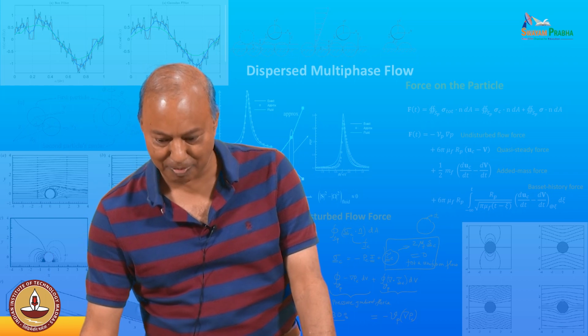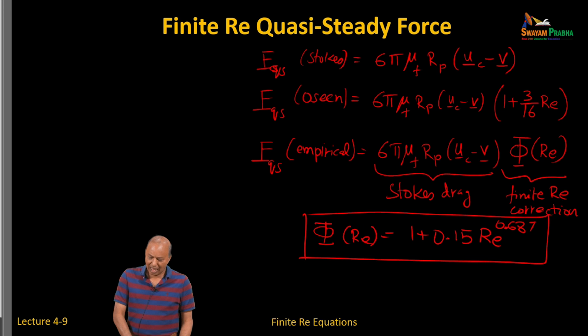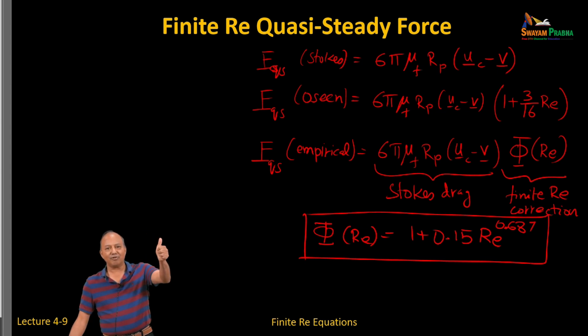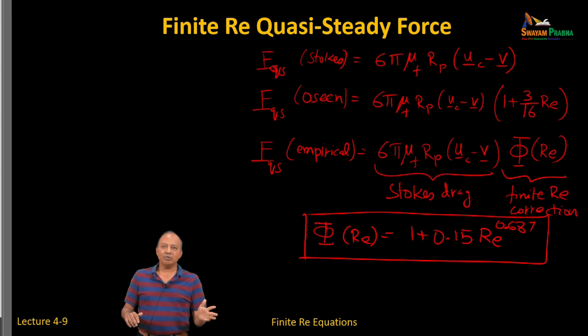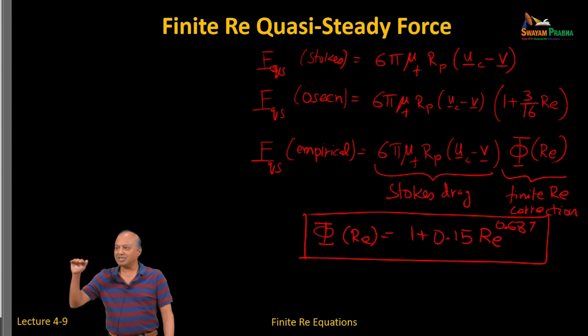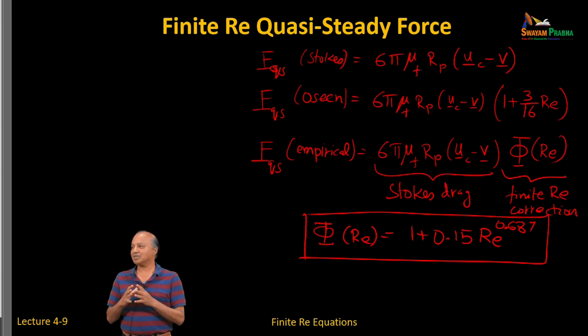I want to spend a couple of minutes on that. So we have four terms, right? Undisturbed flow force, quasi-steady force, added mass force, Basset history force. And we know volume average, surface average, etc. will take care of spatially varying flow. Now the question I am asking is, what happens if the Reynolds number changes? Very simple question.